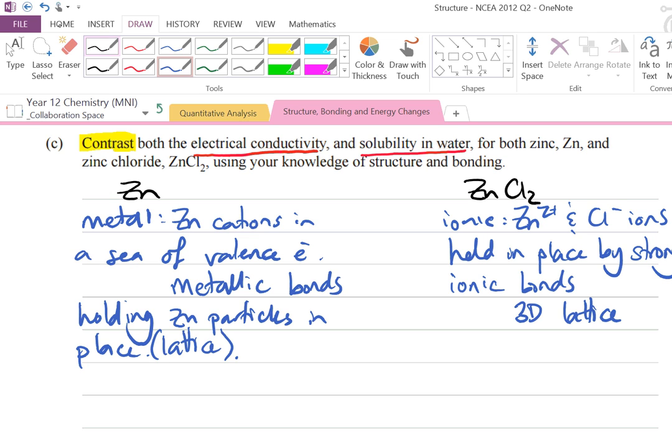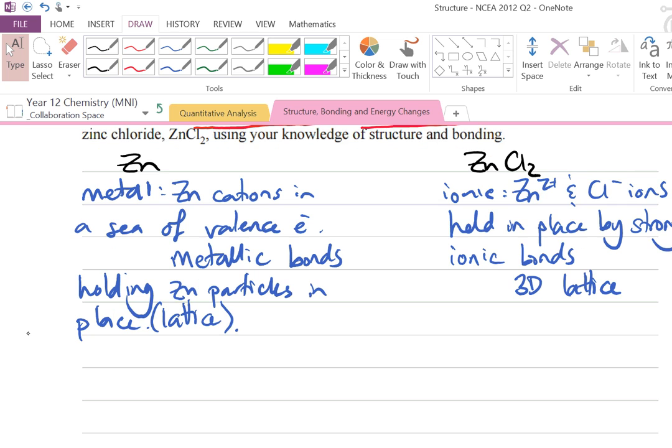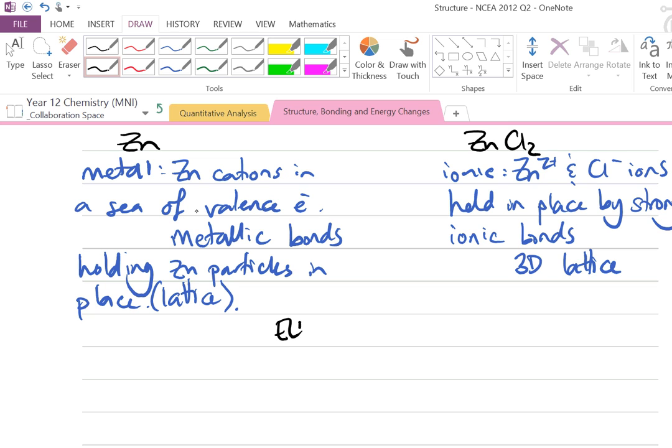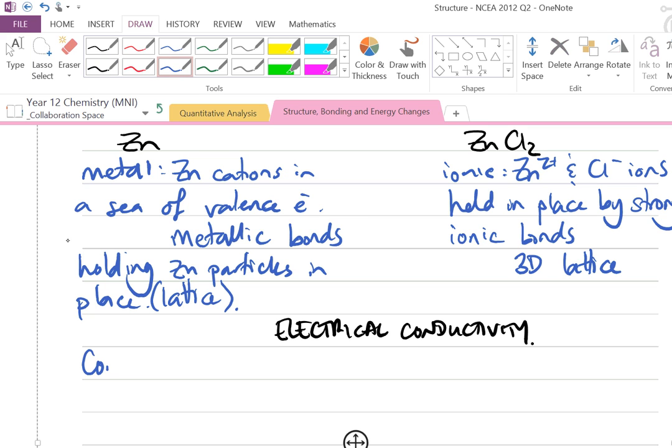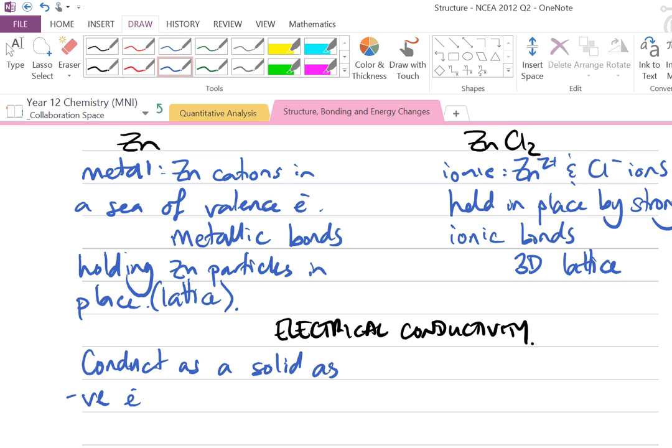Okay, so now I'm going to talk about the two properties and link those to what I've just said about those things there. So the first one is electrical conductivity. And we're going to go through these. I'm going to keep it as a column. So, conducts as a solid as the negative electrons are free to move.